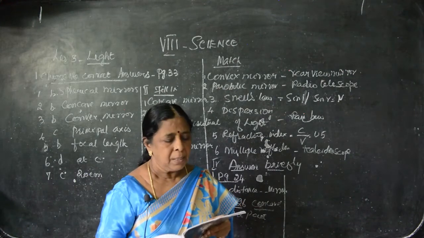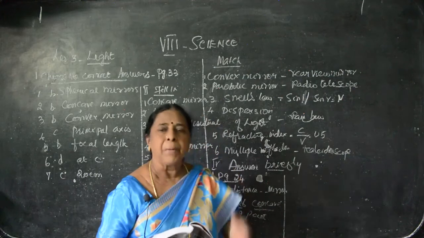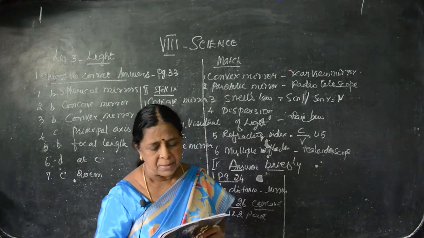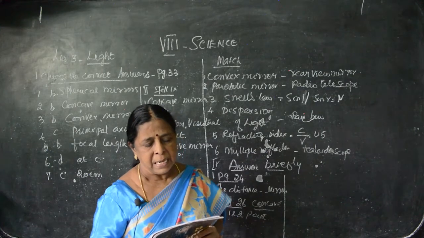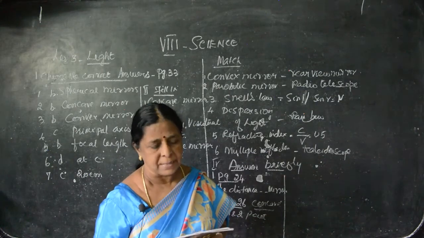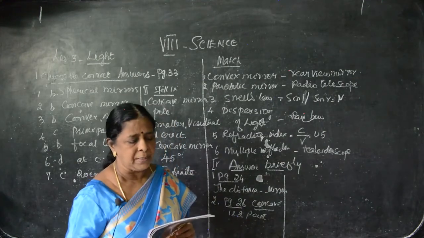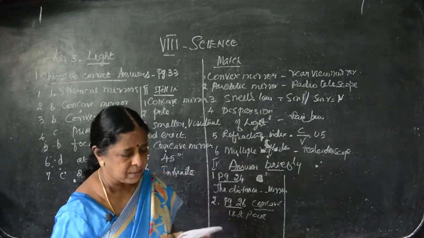Or else you can write, concave mirrors are used for makeup as well as shaving. Short also you can write. They are used in torches, searchlights and headlights as they direct the light by long distances. Okay. Either you can write in detail or else shortly you can write: they are used in torches and searchlights.